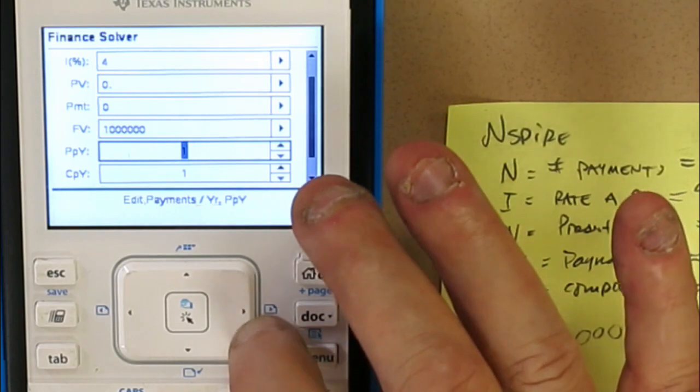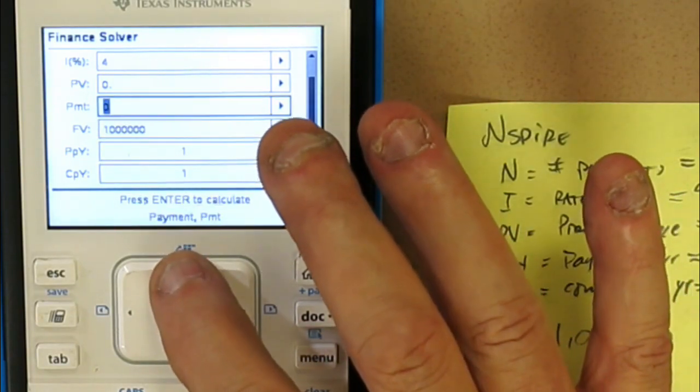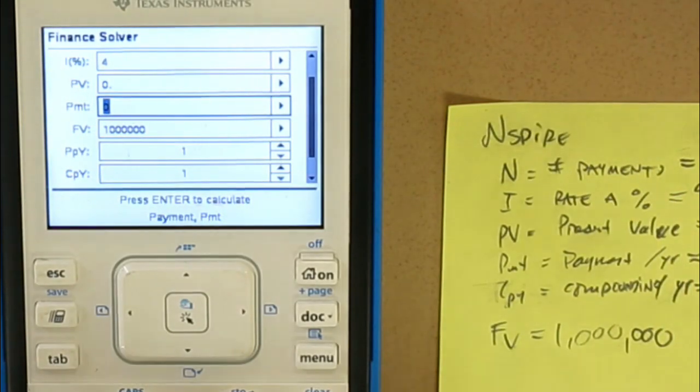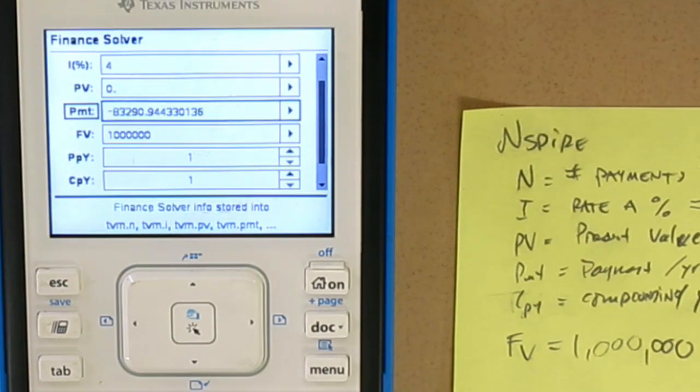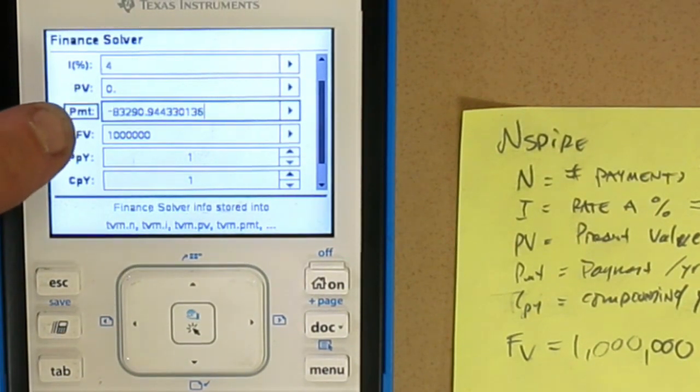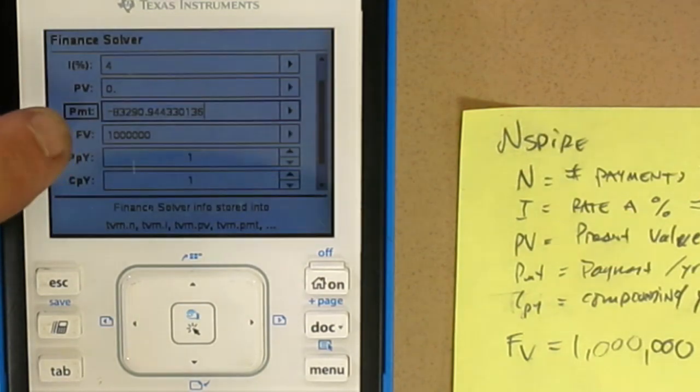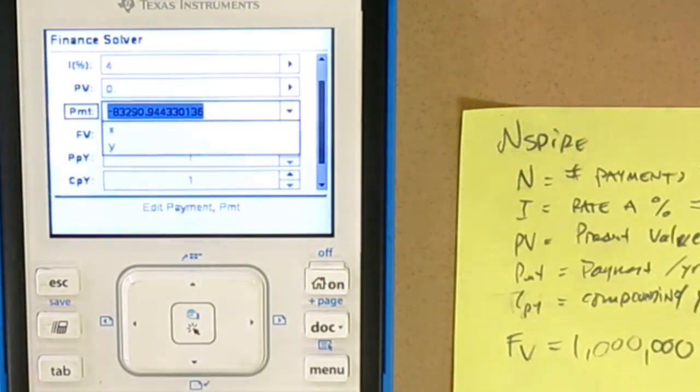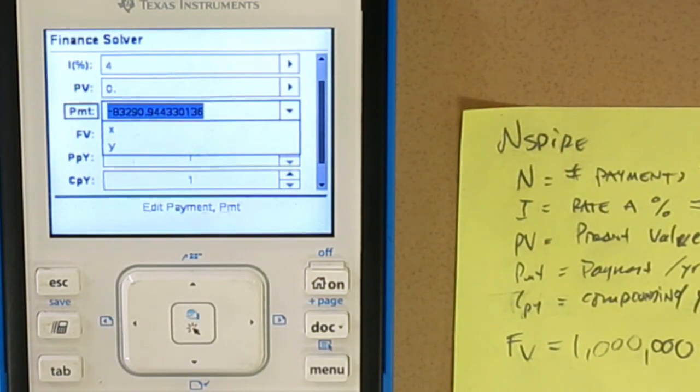So now I want to scoot back up and go into payment. That's the field that's going to show me what my payment is. And notice below it says, press enter to calculate payment. So I'm going to press enter. Let's start by taking a look at our result here. We've got minus $83,290.94. Why is it negative?